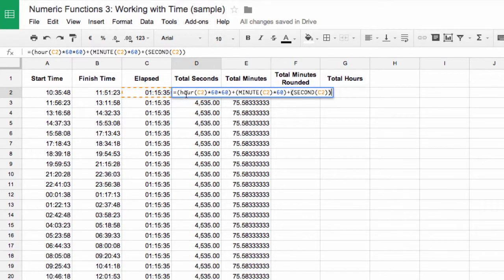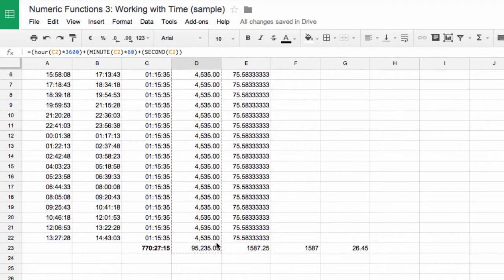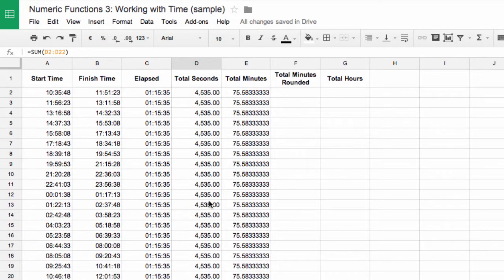So the formula is: take the hours from C2, multiply them by 60 by 60, or I can just change that to 3600, same thing. Add the minutes from cell C2, multiplied by 60, and add the seconds from cell C2, and add them all together, and that gives me 4535 seconds, and I fill that formula right down at the bottom. I don't need to add them up at this stage. So that's the total seconds.